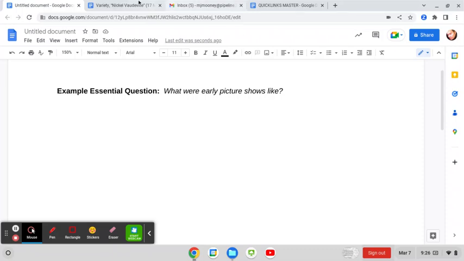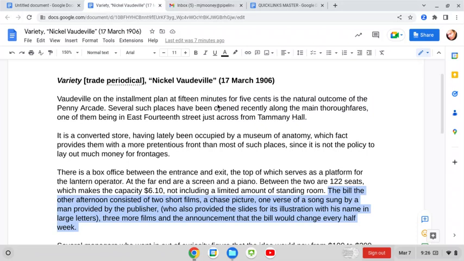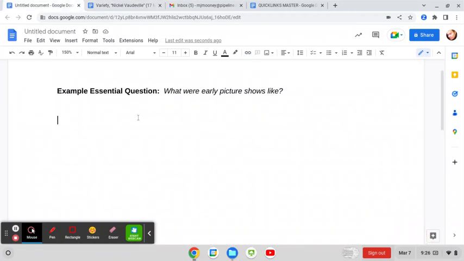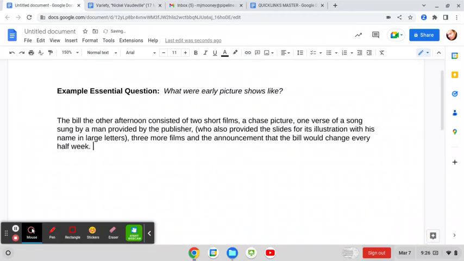Okay, well, I've read one of the primary sources and I found a cool quote. Here it is. "The bill the other afternoon consisted of two short films, a chase picture, one verse of a song sung by a man provided by the publisher, who also provided the slides for its illustration with his name in large letters, three more films, and the announcement that the bill would change every half week."